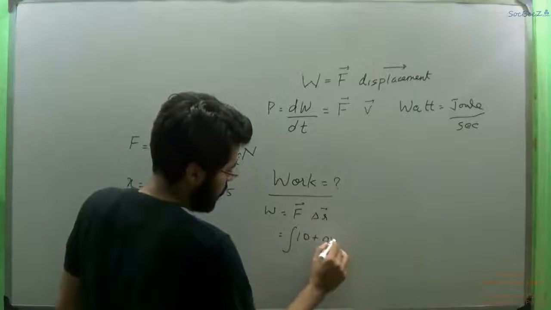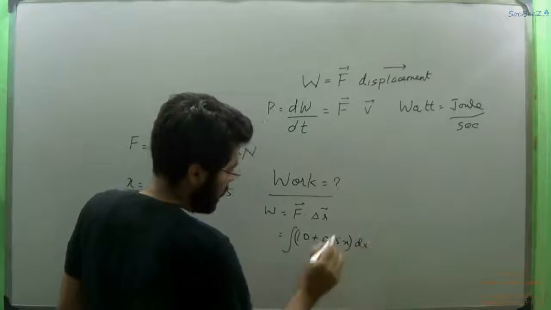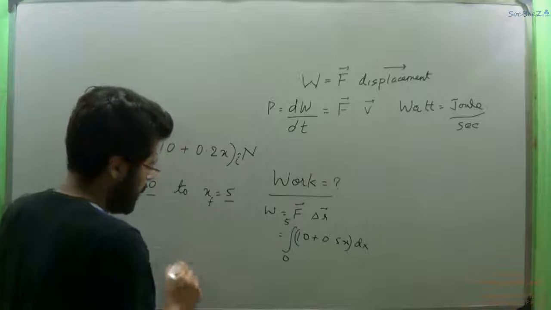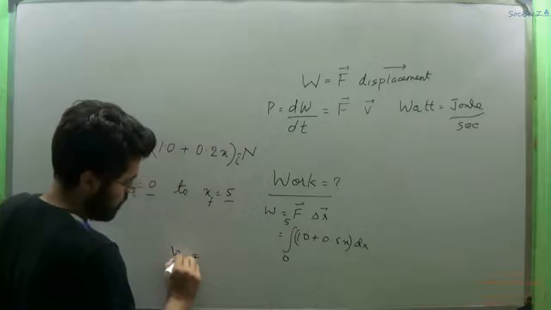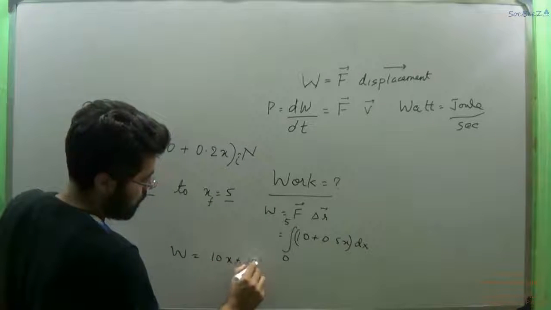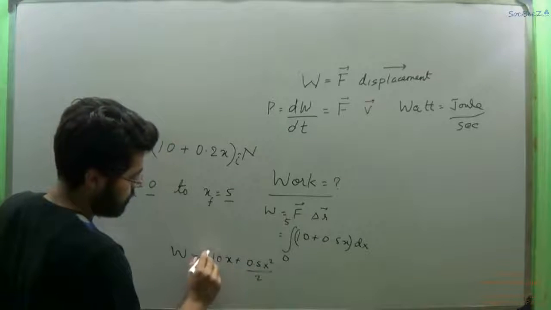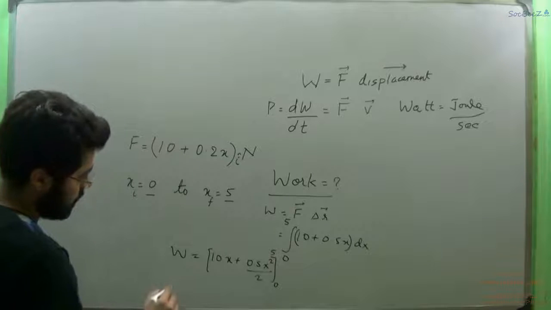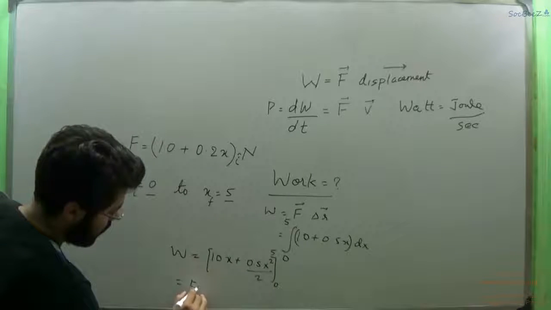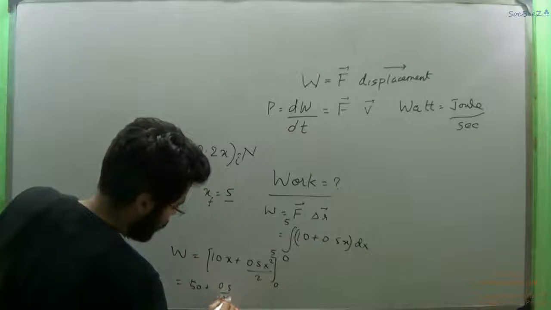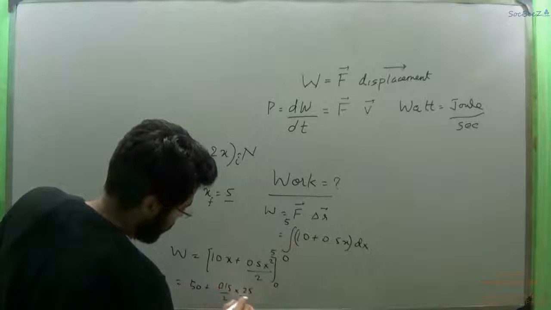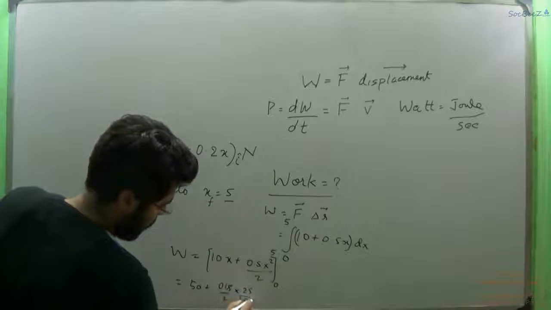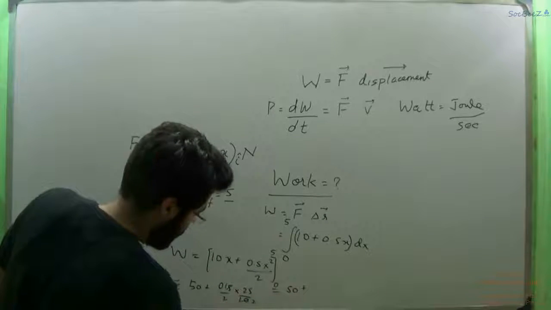So it becomes integral of 10 plus 0.5x dx. And the limits will be the initial and final positions, 0 and 5. If we simply integrate it, we will get work equals 10x plus 0.5x square by 2, limit 0 to limit 5. If we solve the limits, we will get 50 plus 0.5 by 2 into 5 square, that is 25. And the other part will be 0. So it will be simply 50 plus 25 by 4.